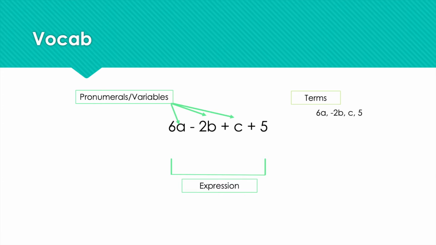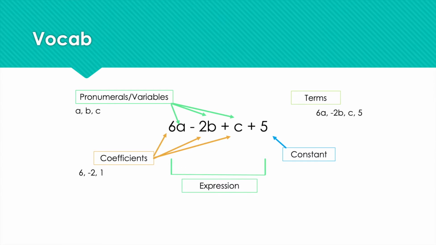Our pronumerals are our letters. So the letters here are a, b, and c. Our coefficients are the letters or numbers before a letter. So here we have 6, negative 2, remembering the sign is attached, and 1. So even though we don't really write 1 in front of our letters, there is technically a 1 in front of all of our letters.